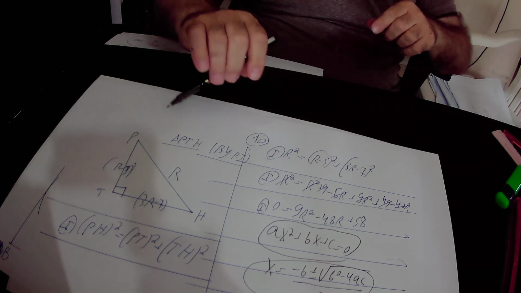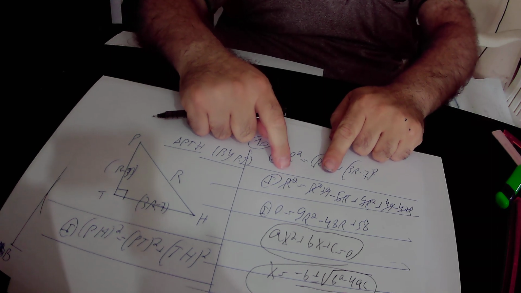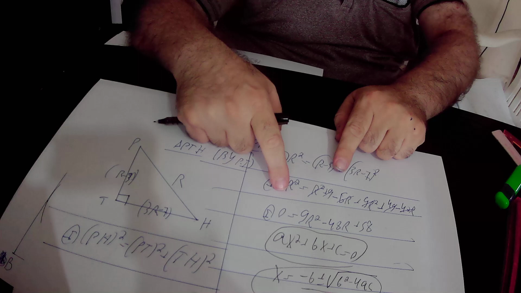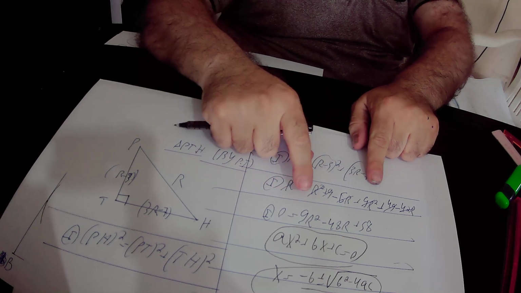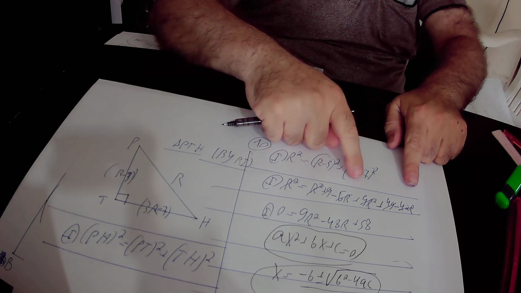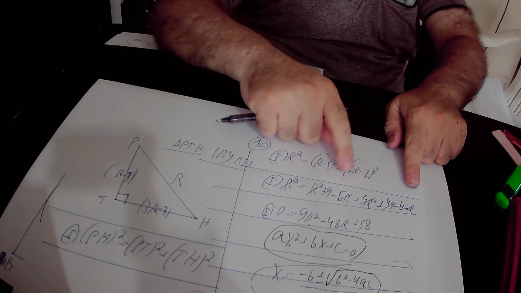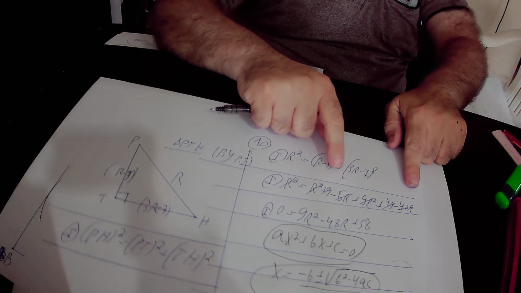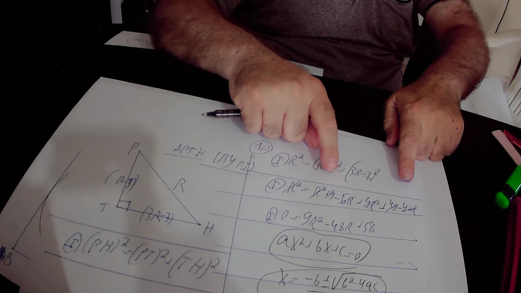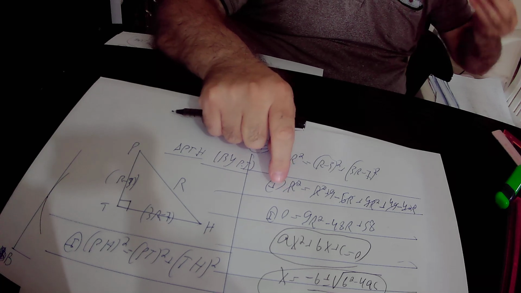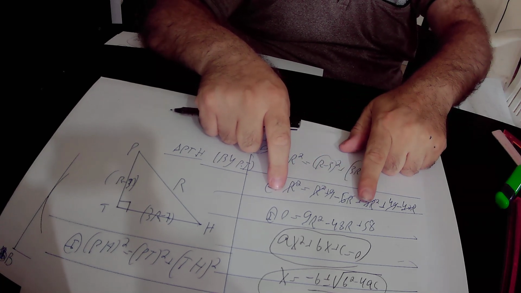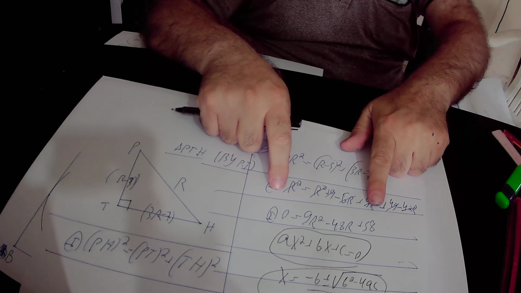Here we have R square on both sides of the equation, so R square will get cancelled, and we are left with only 0 on this side of the equation, and on the other side of the equation we have 9R square, and here we have minus 6R minus 42R, that is minus 48R, and 9 plus 49 is 58. So in conclusion, we have here, according to equation number 1, a quadratic equation: 9R square minus 48R plus 58 equals 0.